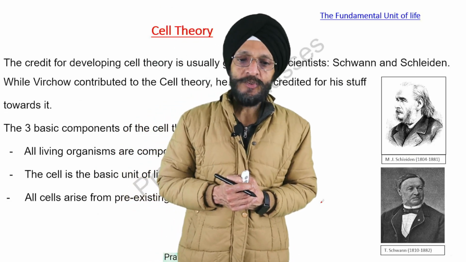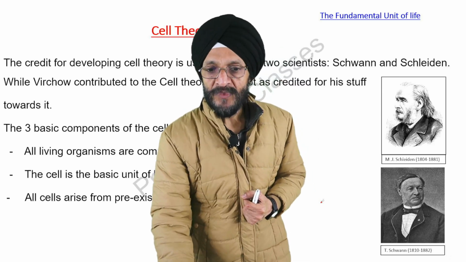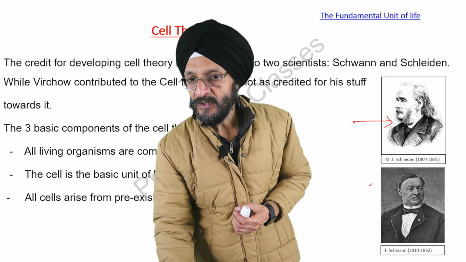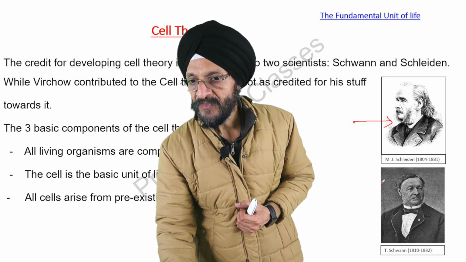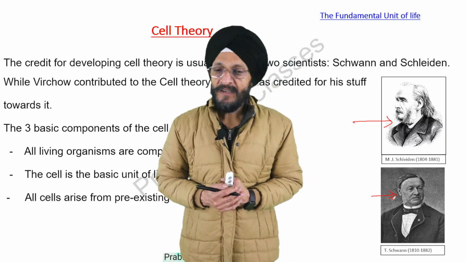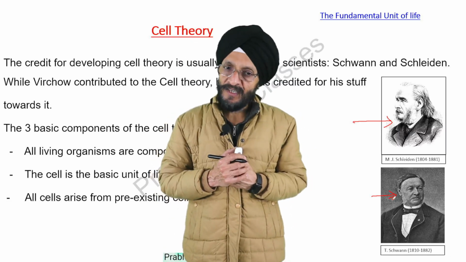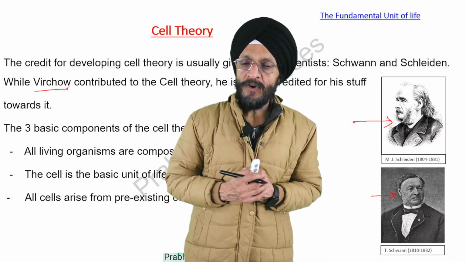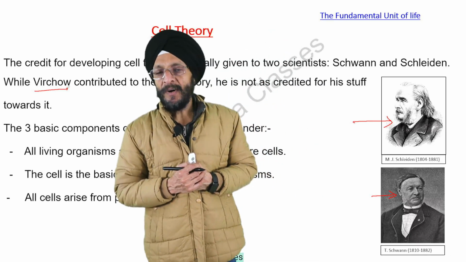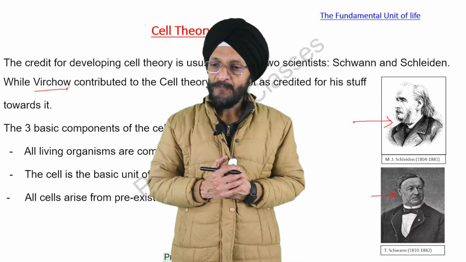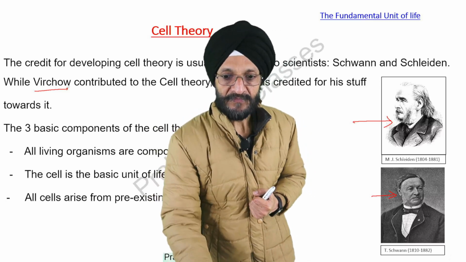Next is cell theory. The credit for developing the cell theory is usually given to two scientists, Schleiden and Schwann, while there is also the name of another scientist known as Virchow, who contributed to the cell theory, but he is not as credited for his work towards it.